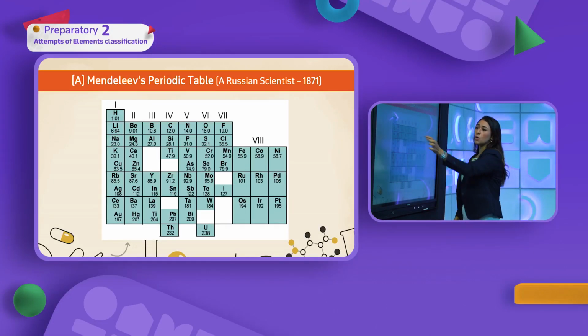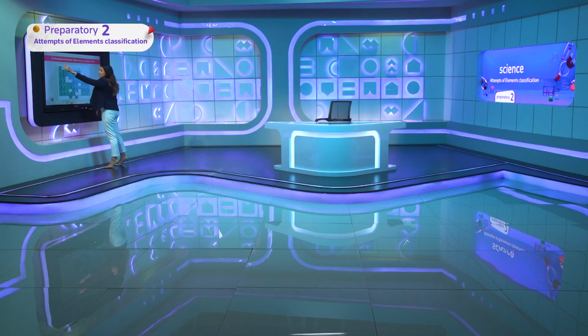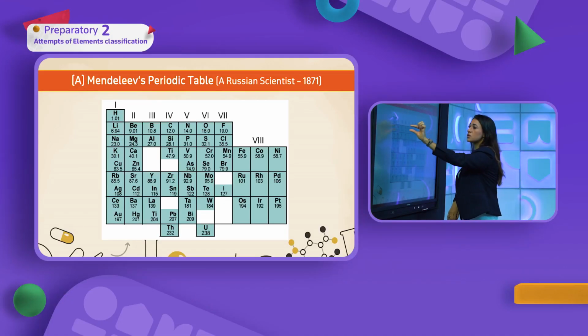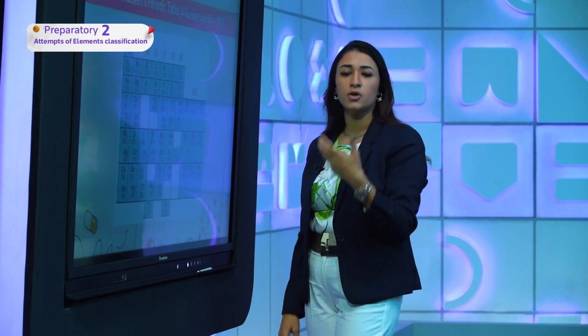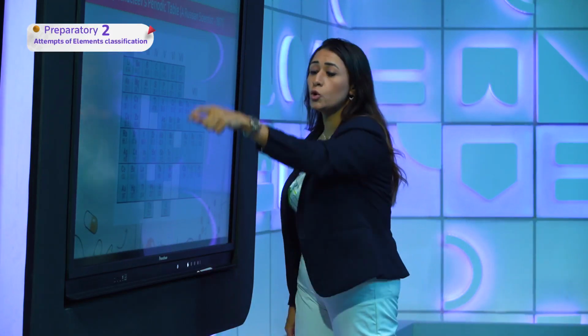Mendeleev after he finished the table لاحظ ان هو ليه vertical columns. Okay? From top to bottom. لاحظ ان في vertical columns ولاحظ كمان ان في horizontal rows. طيب سمى ايه مندليف الهوريزونتال روز؟ سماهم periods. وسمى ايه الفيرتيكال كولمز؟ سماهم جروبس.